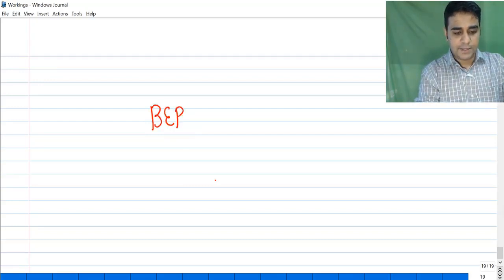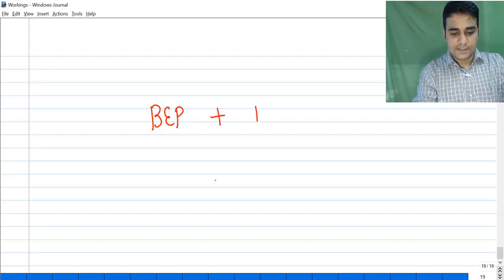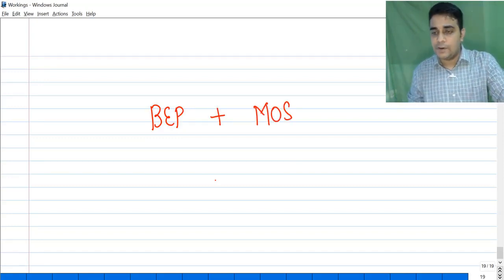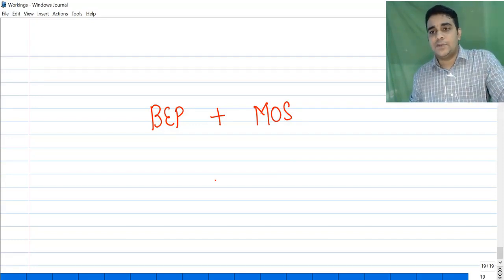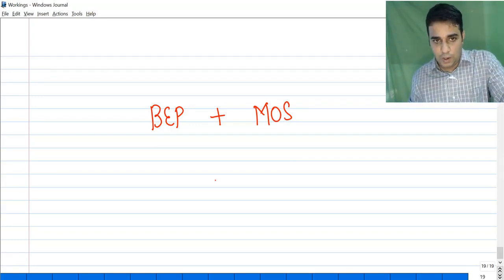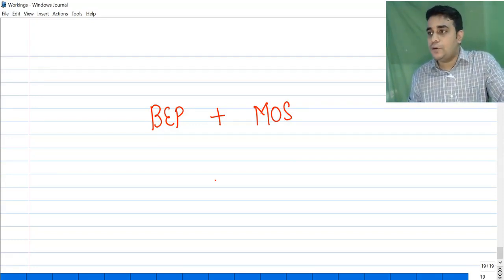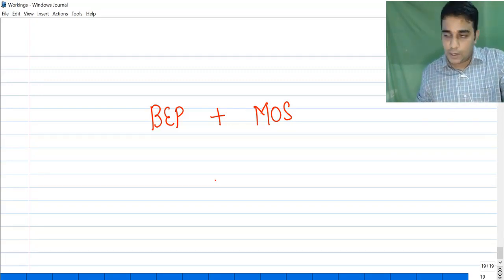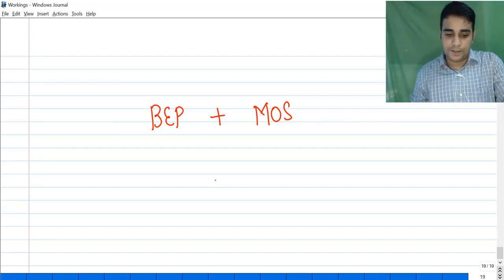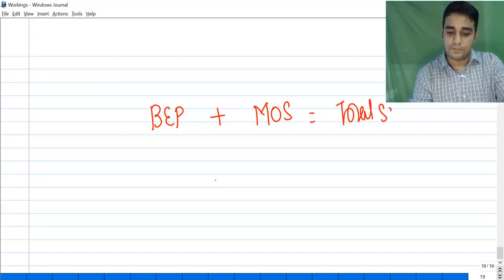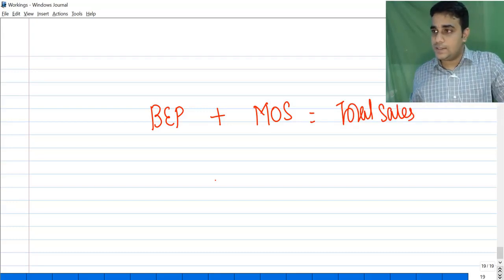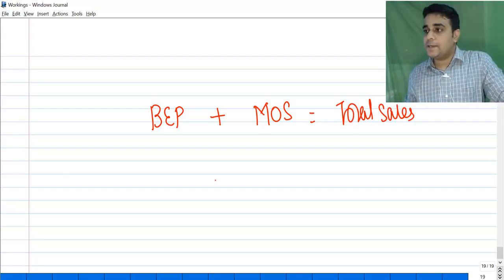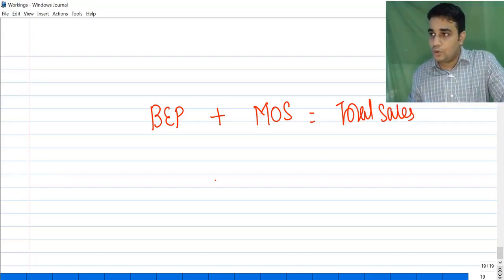Break even point plus margin of safety. Break even point is basically the sales at which you make no profit, no loss. Margin of safety contributes towards the profit of the company. Break even point plus margin of safety is equal to total sales.